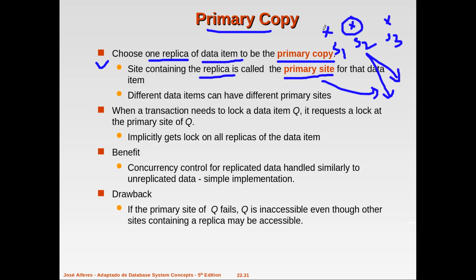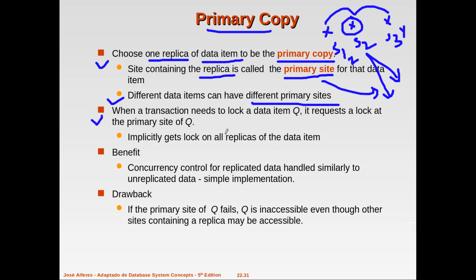So there are several copies of H available. From that, one will be selected as the primary copy, and the site where that copy is present can be called the primary site. Similarly, different data items can have different primary sites. For example, site S3 will be the primary site for item Y, and S1 will be the primary site for item Z. So different sites will have primary copies of different items.